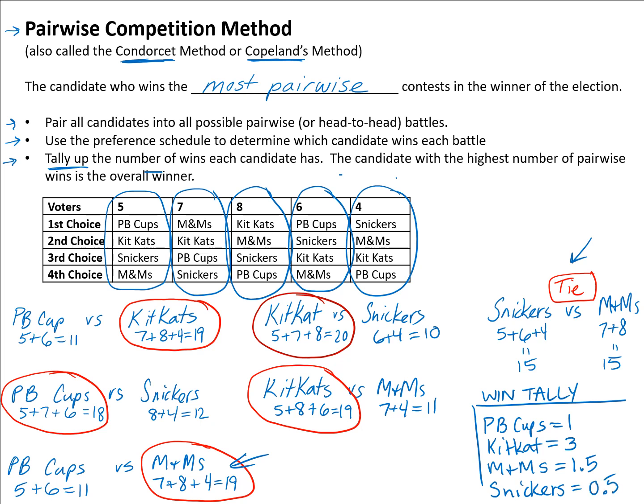And then based on the win tally, we get the overall winner. So the overall winner here would be Kit Kats because they had 3 battles they won. That's much more than anyone else. So the winner of this pairwise competition would be Kit Kats.